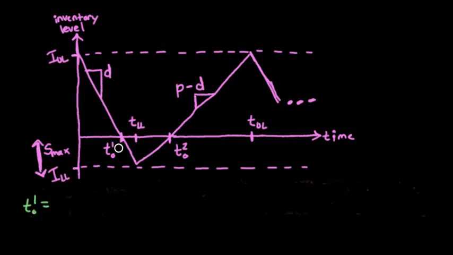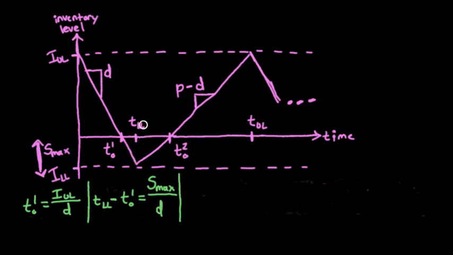T01 is a time, which means we need to do number of widgets divided by rate. At this time, how many widgets have been pulled? IUL widgets, divided by our rate, which is D. Easy. Next, we want to know the difference between these two times. Number of widgets, Smax, divided by our rate, which is still D.